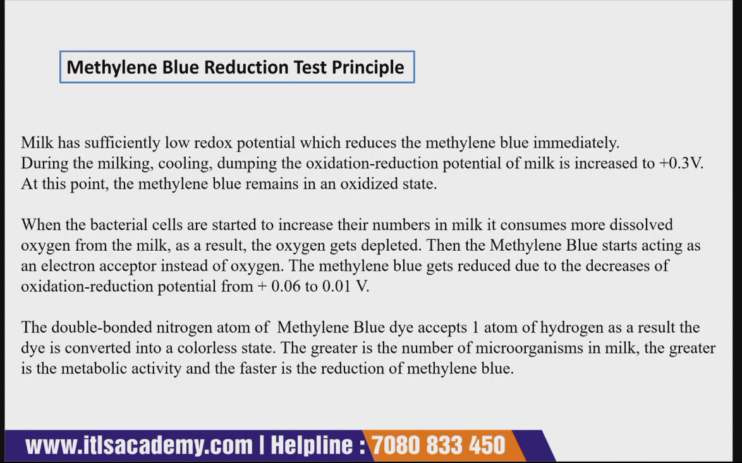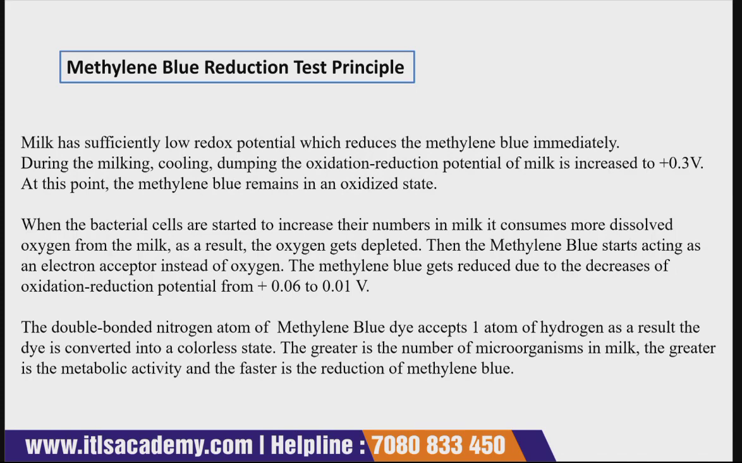The methylene blue gets reduced due to the decrease of oxidation reduction potential from plus minus 0.06 to 0.01 volt. So as you can see, because the oxygen gets depleted, the methylene blue starts acting as an electron acceptor instead of oxygen, so the methylene blue gets reduced. What is the reason? Due to the decrease of oxidation reduction potential, from 0.06 to 0.01 volt.